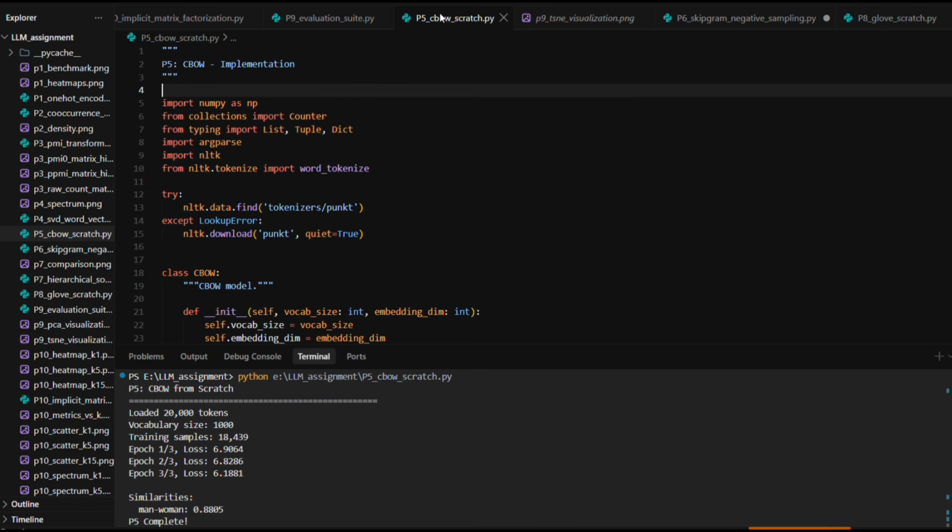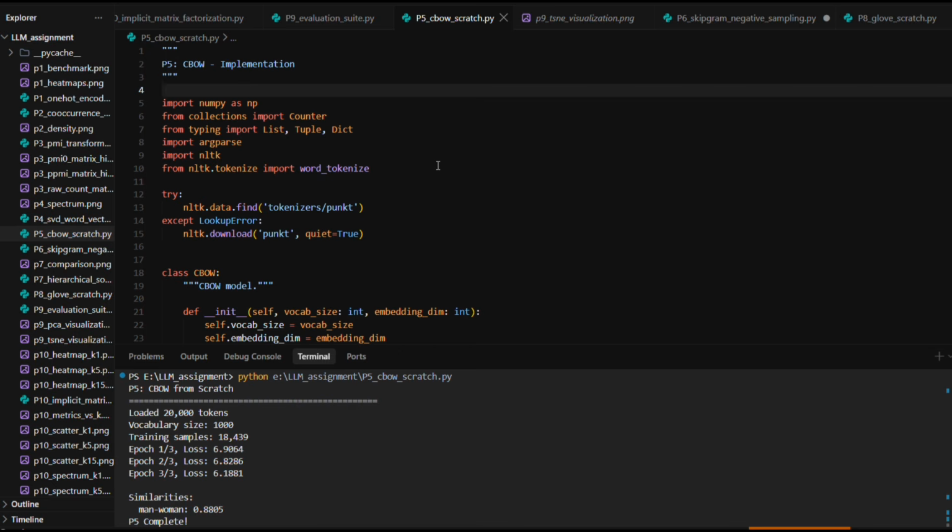So the forward pass is straightforward. First we look up the context word embeddings. Then we compute logits as W_word times h, and finally we apply softmax to get probabilities. The loss is the cross entropy. This is standard classification, predicting which word should appear in the center position.